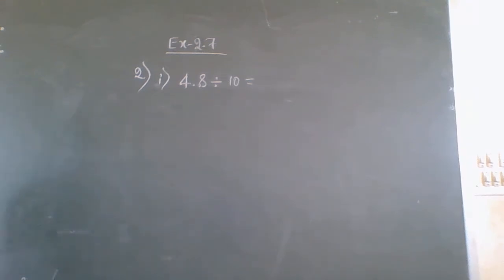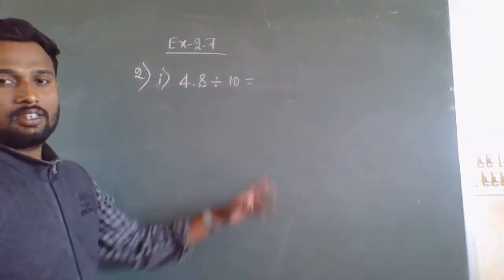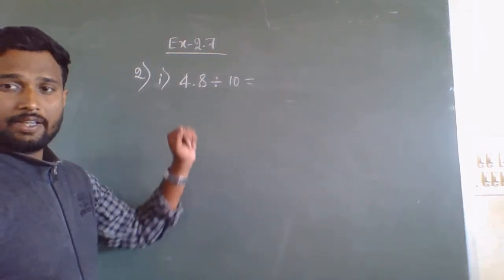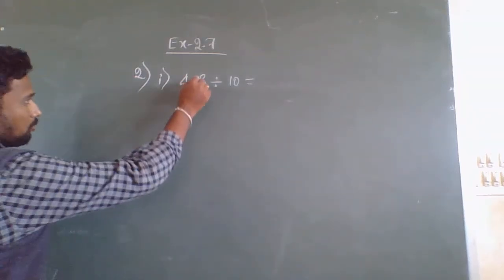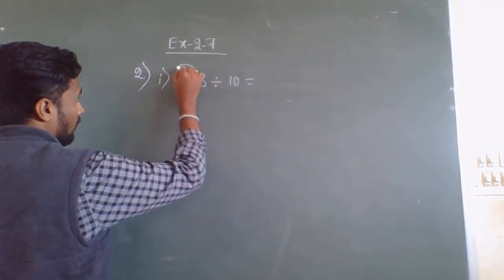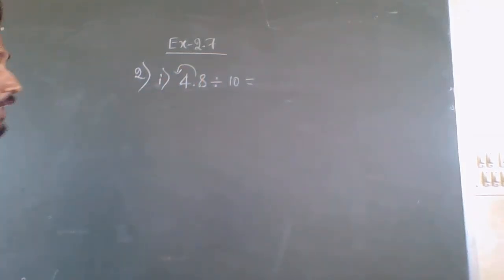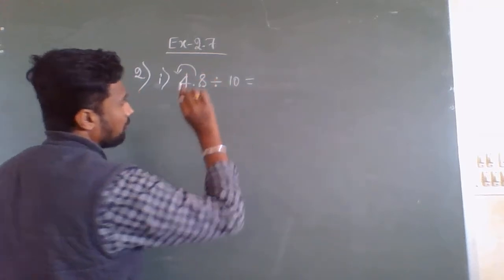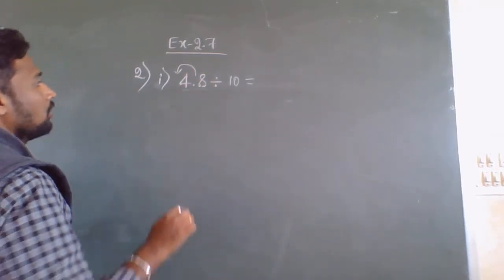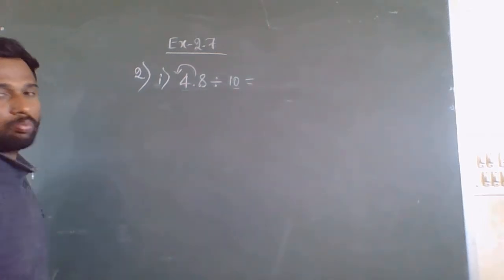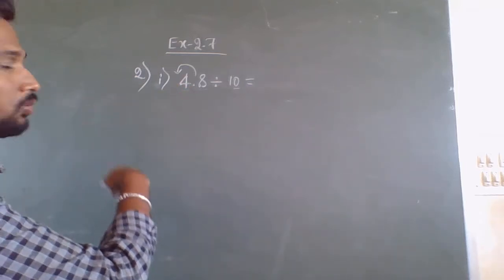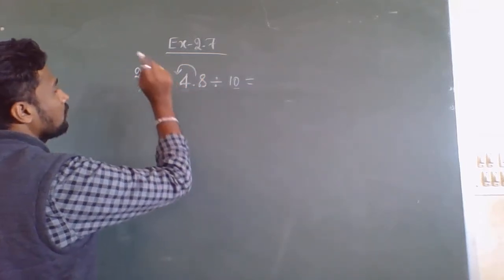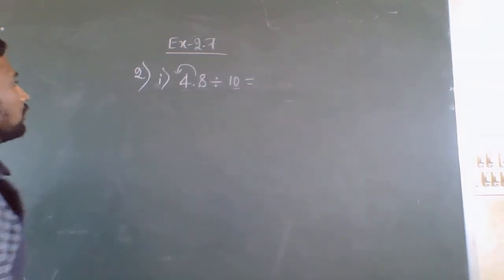So here you can see how many zeros are there in 10? Only one zero is there. So here in 4.8 you should move this decimal point one step towards left side. Listen carefully. 4.8 divided by 10 means in 10 how many zeros are there? Only one zero is there. So here in 4.8 you should move this decimal point one step towards left side. So if you move this decimal point one step towards the left side, what you will get here?